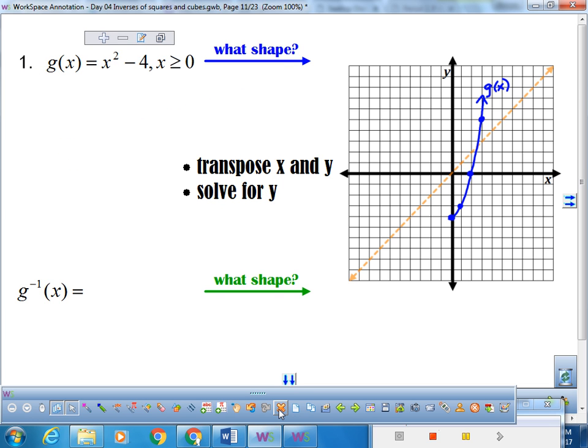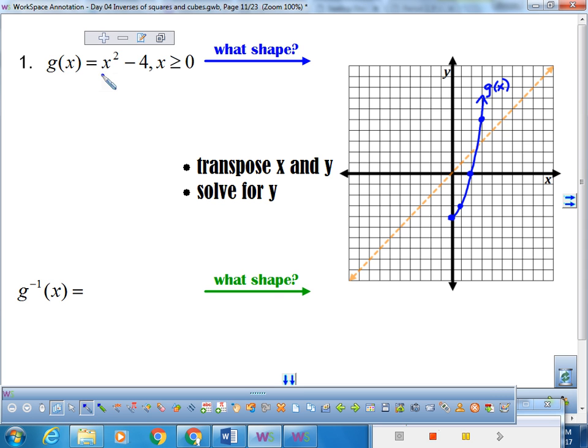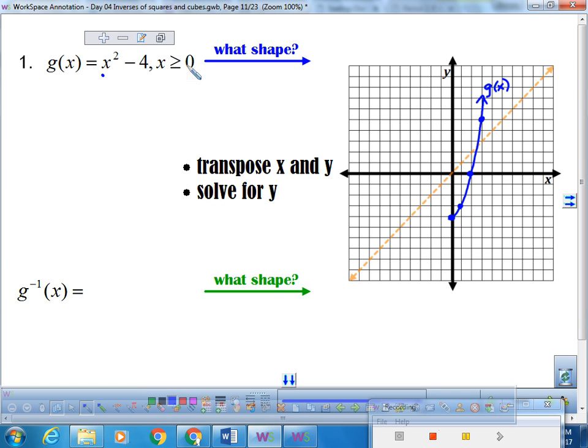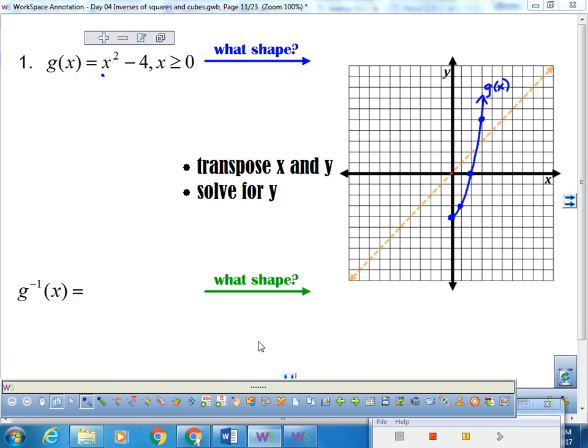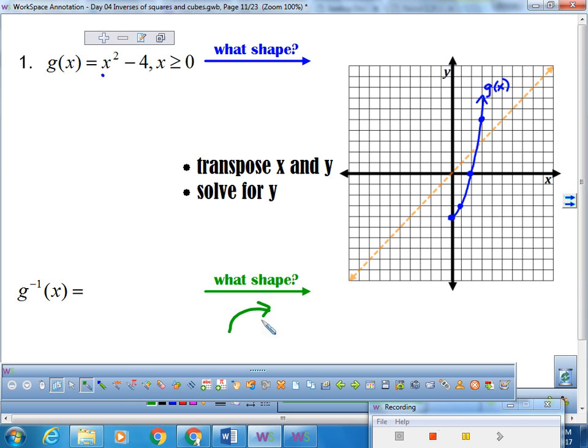All right. So g of x is graphed for us. It is a parabola, but it's shifted down 4, right? It's a parabola shifted down 4, and I've restricted x has to be greater than 0. I only have the right side of the parabola, the positive side of the parabola, right? So I know my inverse. What's my inverse going to look like? What shape is it going to be? It's going to look like this.